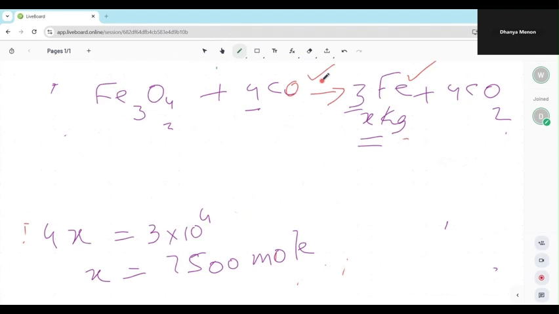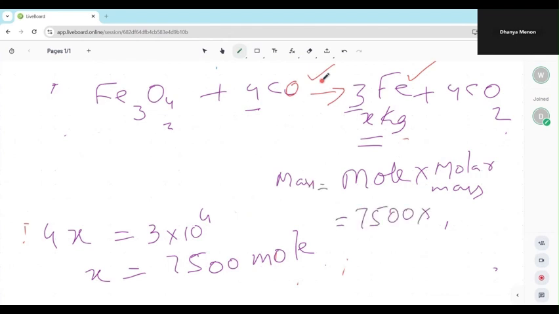Moles times molar mass will give you the mass. You know the number of moles, 7500, times... What is the molar mass given in the question for iron? 56. So when you multiply them, you will get the answer.